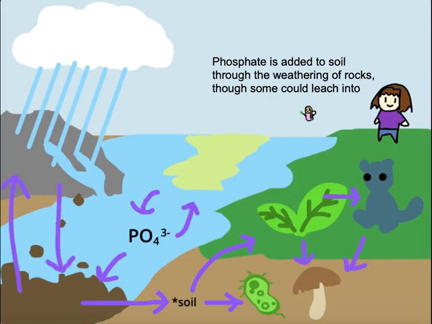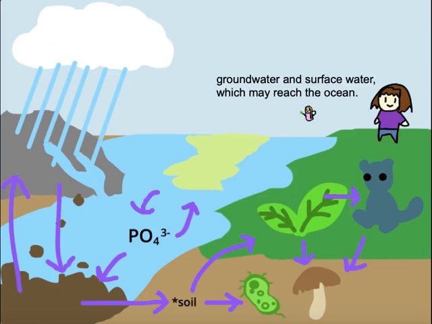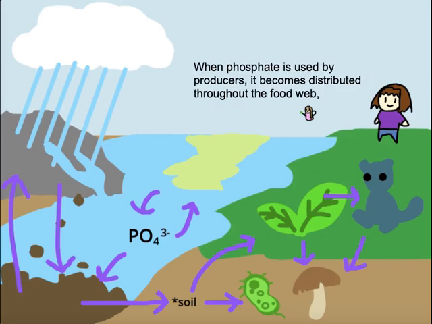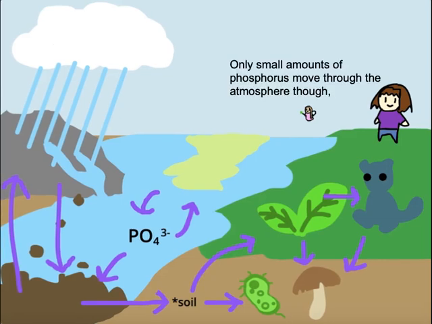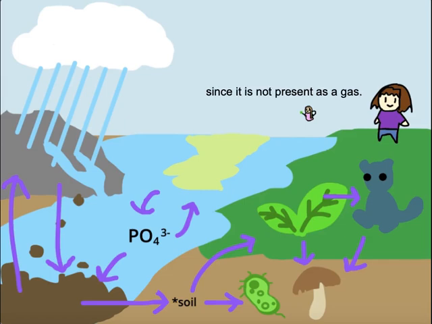Phosphate is added to soil through the weathering of rocks, though some could leach into groundwater and surface water, which may reach the ocean. When phosphate is used by producers, it becomes distributed throughout the food web, and back into the soil. Only small amounts of phosphorus move through the atmosphere though, since it is not present as a gas.